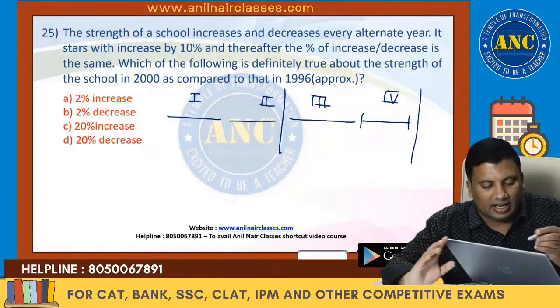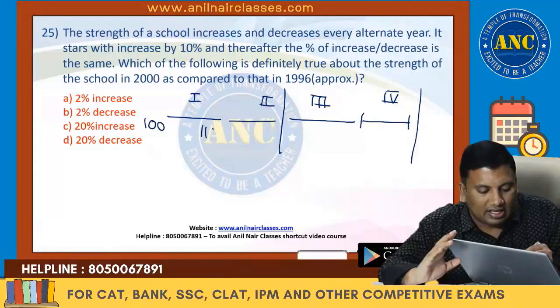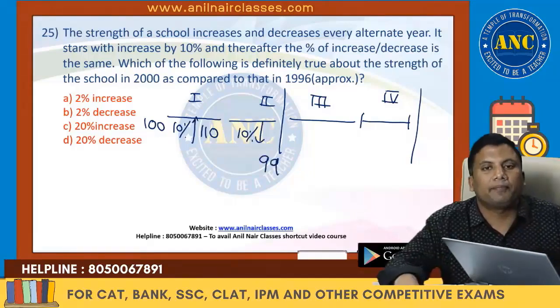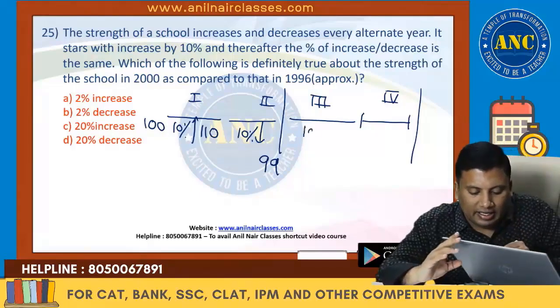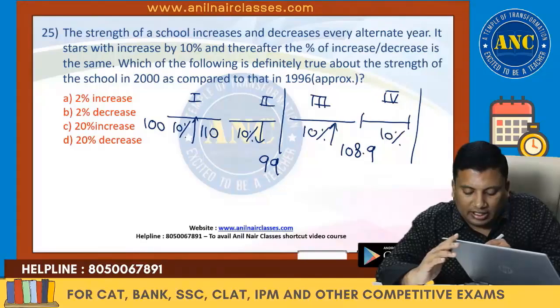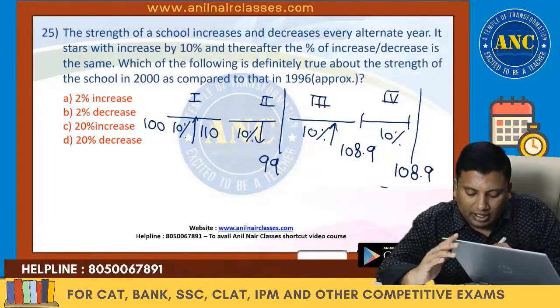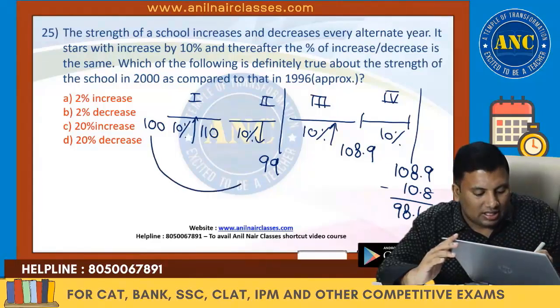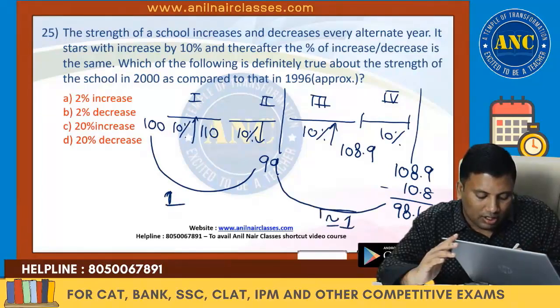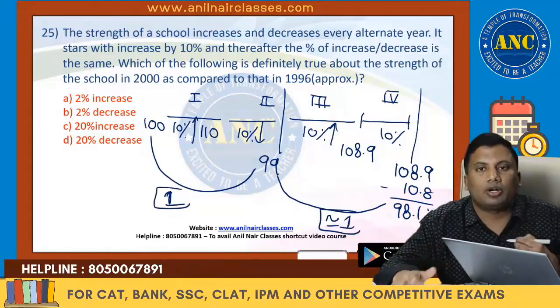First increase, then decrease. So if it is 100, it is 110. 10% increase. Again 10% drop. It is 99. Again 10% increase. It is 108.9. Again 10% drop. 108.9 minus 10.8. 98.1. Now if you see these difference, it is 1. These difference, it is also closer to 1. Are you all with me? These also closer to 1.